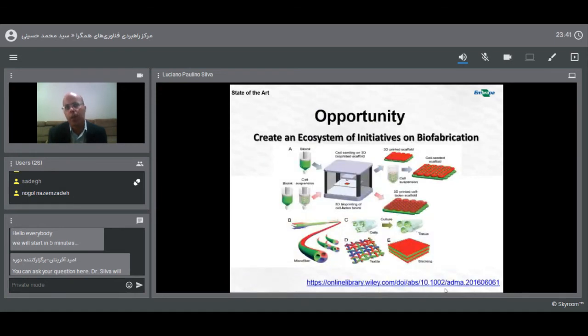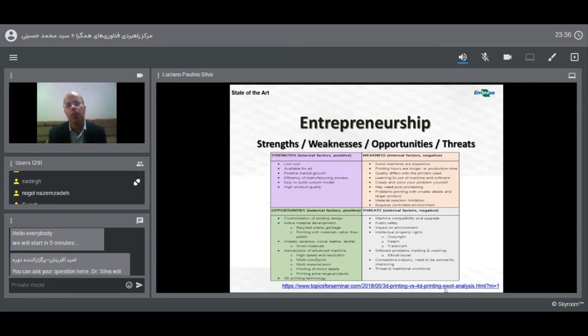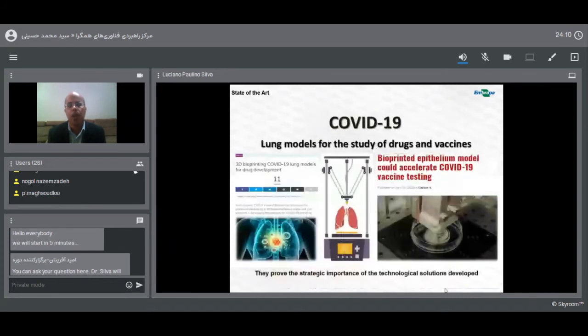And when we consider specifically opportunities in this field, we are observing that an ecosystem of initiatives related to biofabrication has been created, mainly related to opportunities in entrepreneurship, and we can also detect the strengths, the weaknesses, the opportunities, and the threats related to this emerging field.